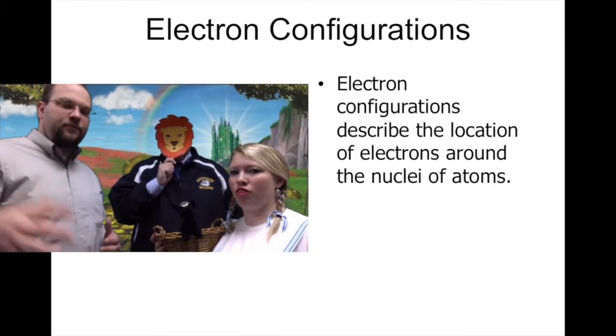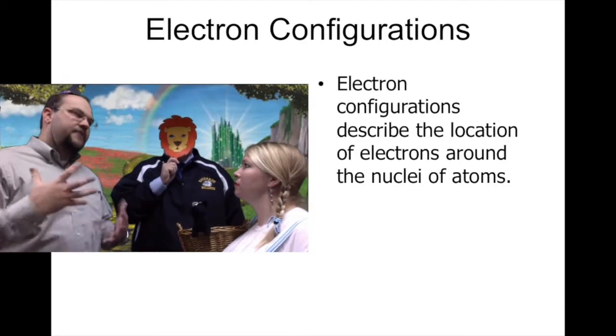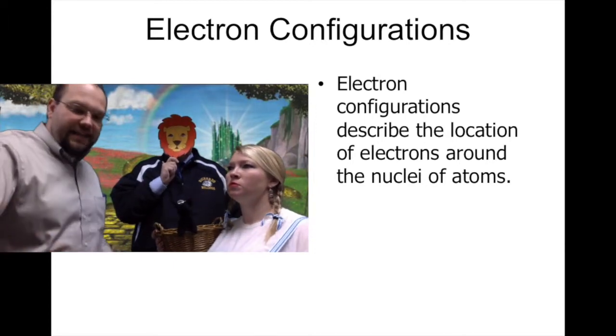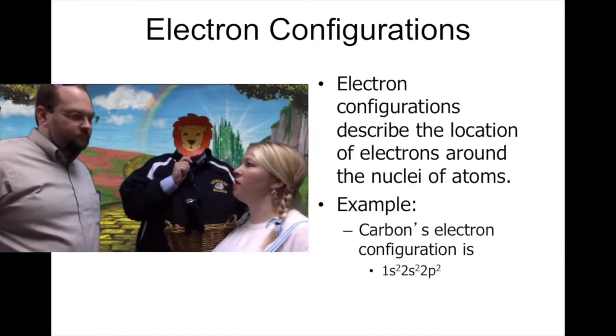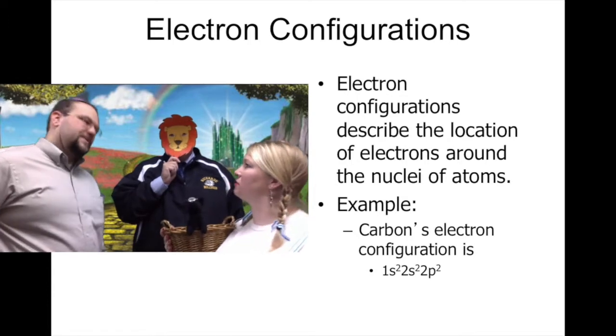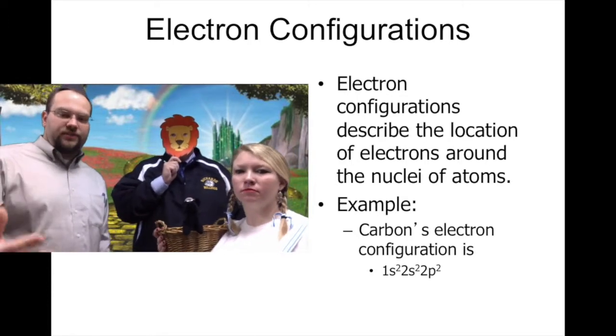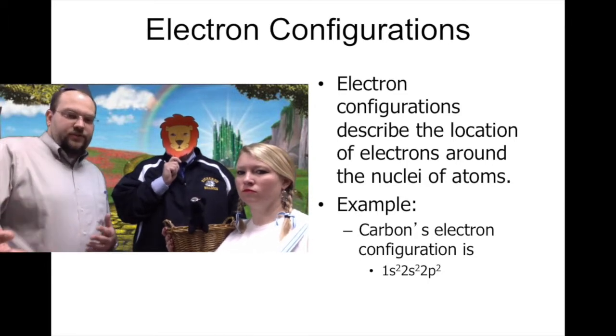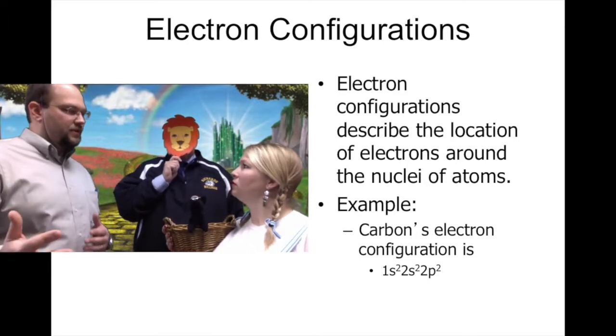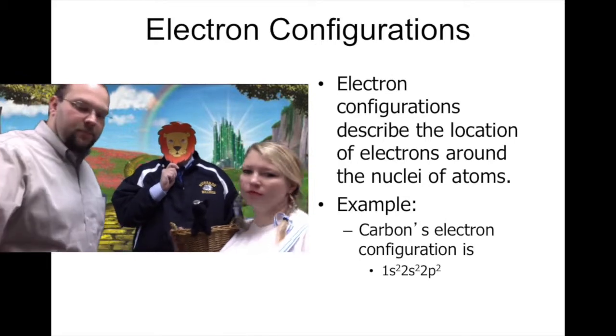So, like we said before, the electron configuration is almost like the address of the electron, or where the electron is around the nucleus. So, would each element have its own address? Like, each house on the block has its own address? Exactly, because they all have a unique number of electrons. So carbon's configuration is 1s2, 2s2, 2p2. That's kind of a lot, and it's a little confusing. Right. But let's break it down.